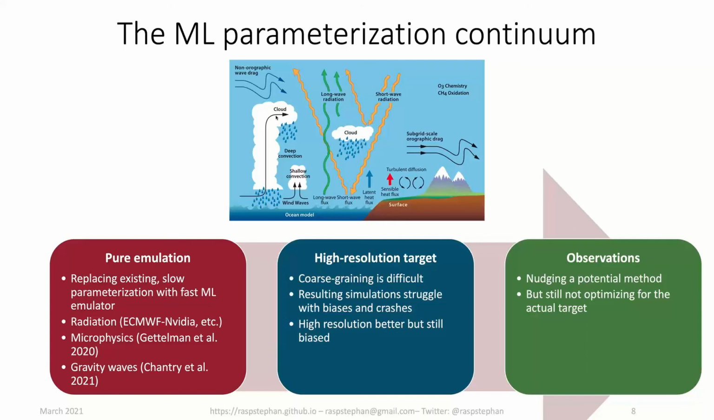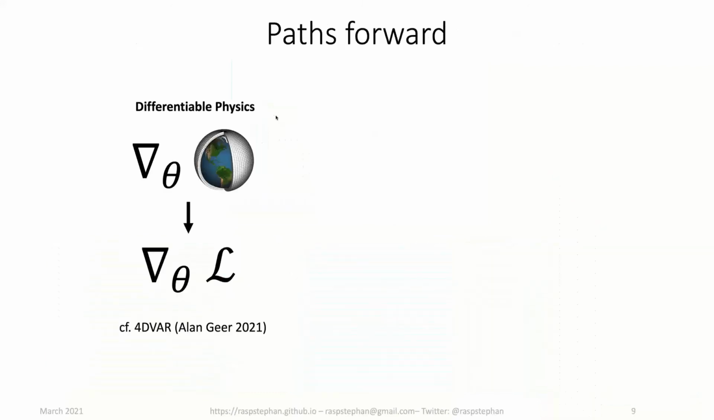So how can we do better? There are two broad classes of approaches here, and the first is based on differentiable physics. The idea here is that instead of optimizing only for one time step, you run a longer simulation and optimize through the simulation. Then you can optimize directly for an RMSE against observations.